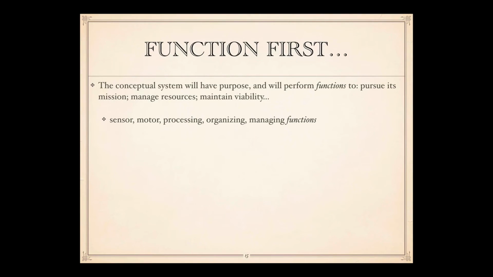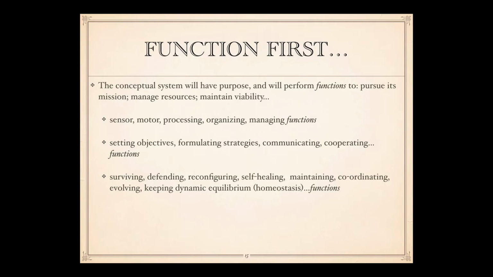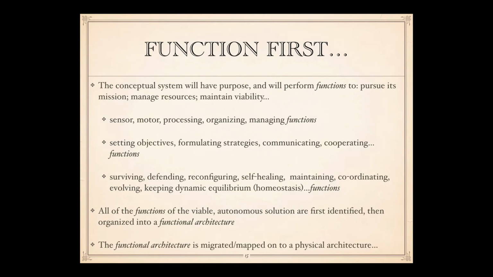Function first. The conceptual system will have purpose and will perform functions to pursue its mission, to manage its resources, and to maintain its viability. There will be sensor, motor, processing, organizing, and managing functions, setting objectives, formulating strategies, communicating and cooperating functions, surviving, defending, reconfiguring, self-healing, maintaining, coordinating, evolving, keeping dynamic equilibrium. All of these will be functions too. All of the functions of the viable autonomous solution are first identified, then organized into a functional architecture. The functional architecture is migrated and mapped onto a physical architecture, and that's how it proceeds.